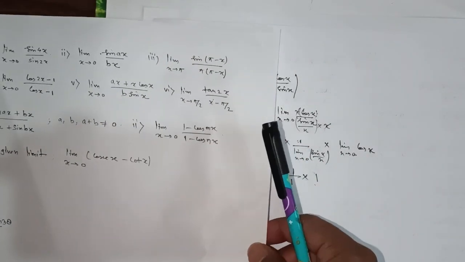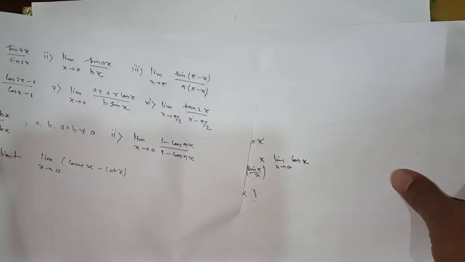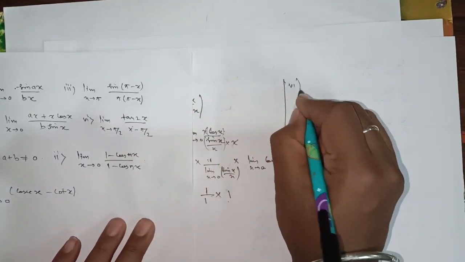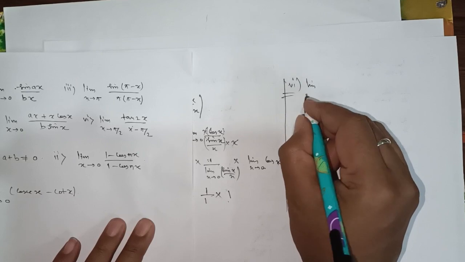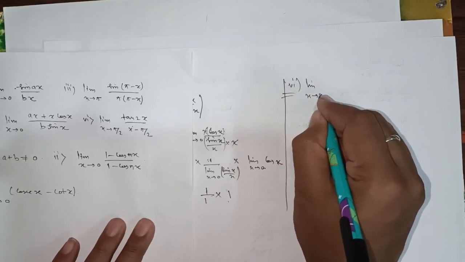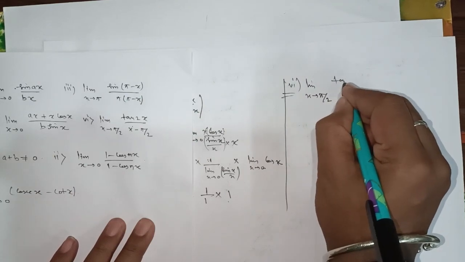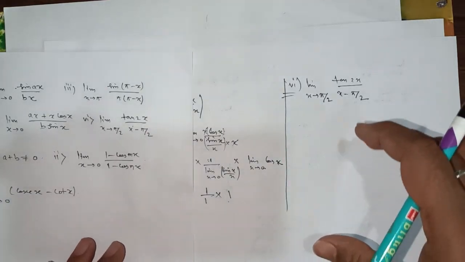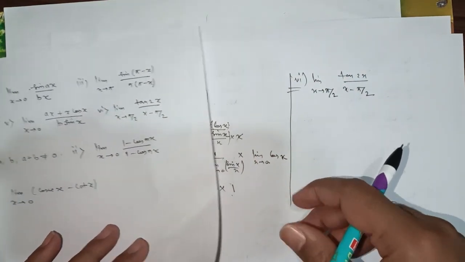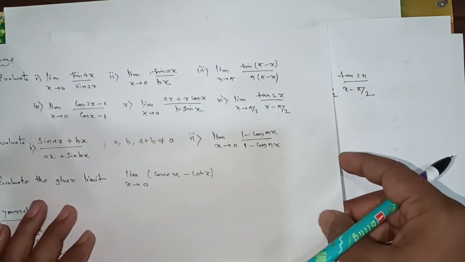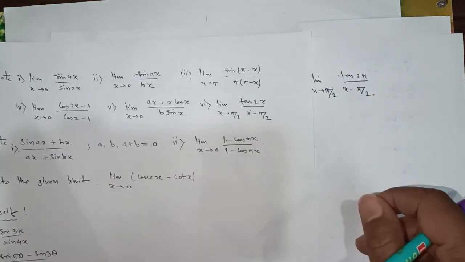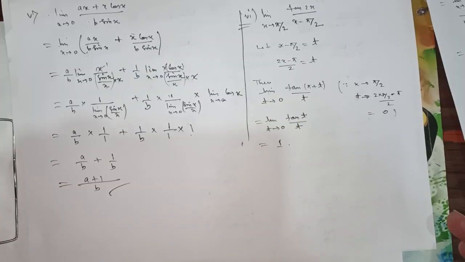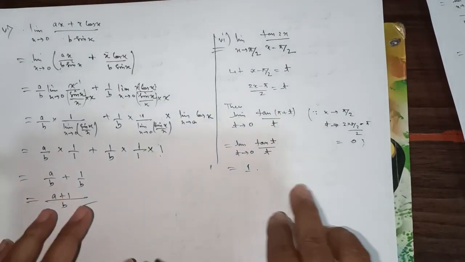Now next we'll see the sixth one. Limit x tends to pi by 2, tan 2x by (x minus pi by 2). So I'll give the answer directly, as the video is getting quite long. You just see the video. So here we have the direct answer. I'll explain a little bit.